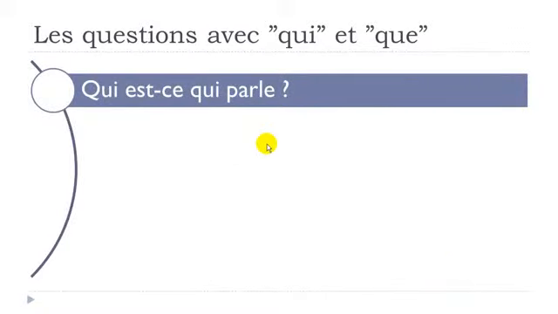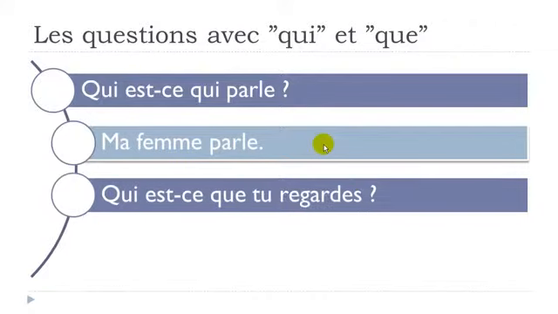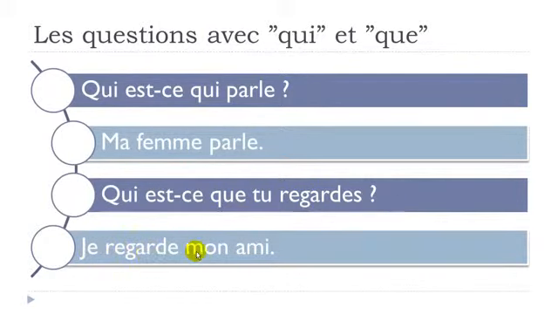So, let's see a few examples. The first one, qui est-ce qui parle? And then the answer could be, ma femme parle. My wife talks or is talking. Okay? So in that case, you can see that in the answer that you give here, it's ma femme parle. Okay? So it's the subject, ma femme parle. And then the second example we had, it's qui est-ce que tu regardes? Okay? Je regarde mon ami. Okay, mon ami, my friend. Regarder was to watch or to look. Okay? Je regarde mon ami.